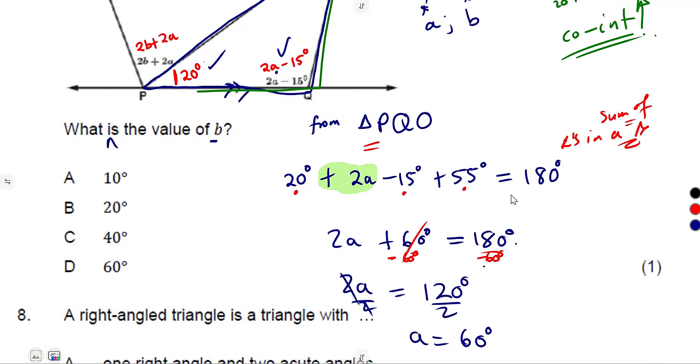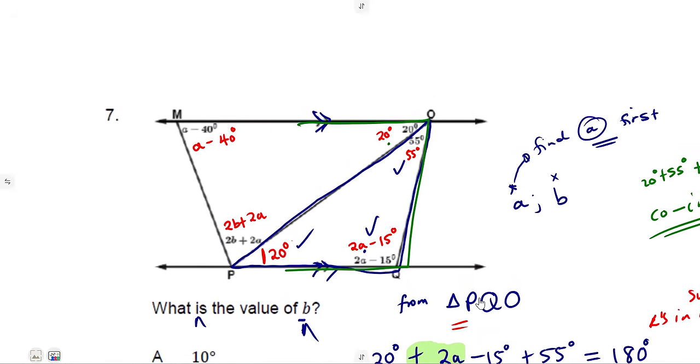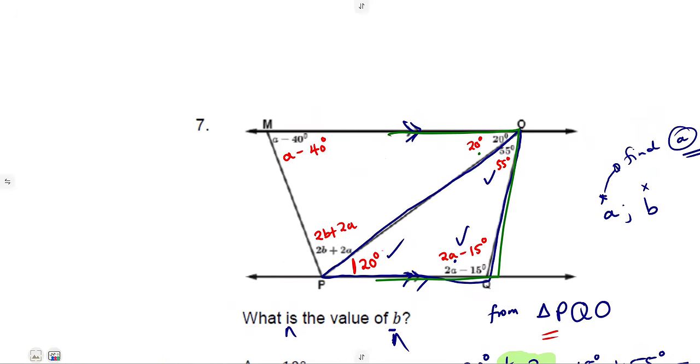The question is not about A, it is about B. We have the value of A. What about the value of B? It is easier now because we can substitute the A that we have just obtained, which is 60 degrees. In place of A, we can substitute that where there is A.